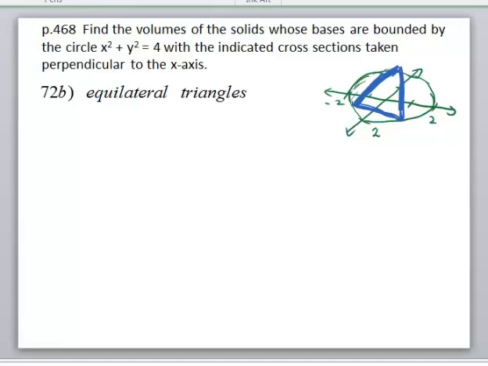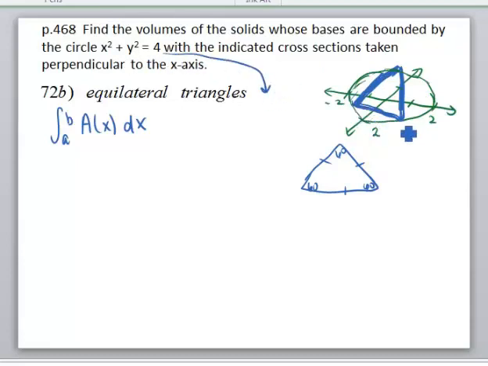So what I'm going to do is set up, because of the formula, I'm supposed to go from a to b of the area of the cross section dx. Well, the area of that cross section is a triangle, so we're going to just focus on this triangle. We know it's an equilateral triangle, meaning all sides are equal, which means all the angles are 60 degrees as well. What I know is that the base of this is determined by the circle, this x squared plus y squared equals 4.